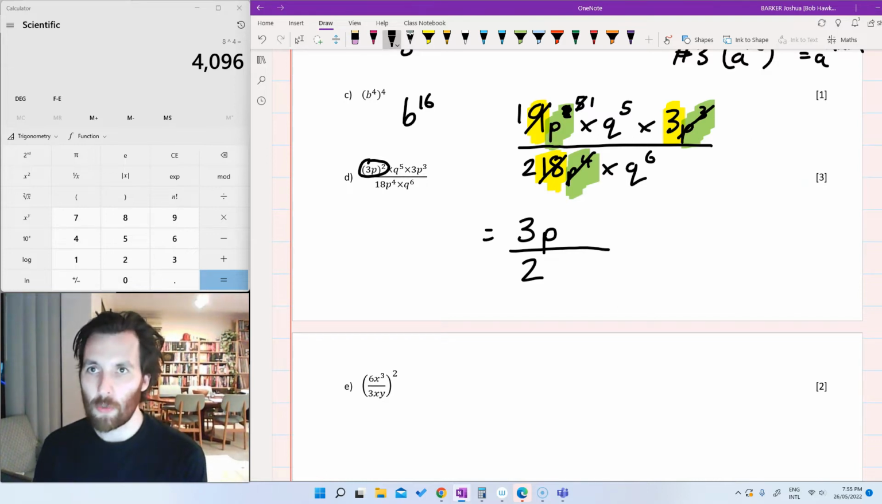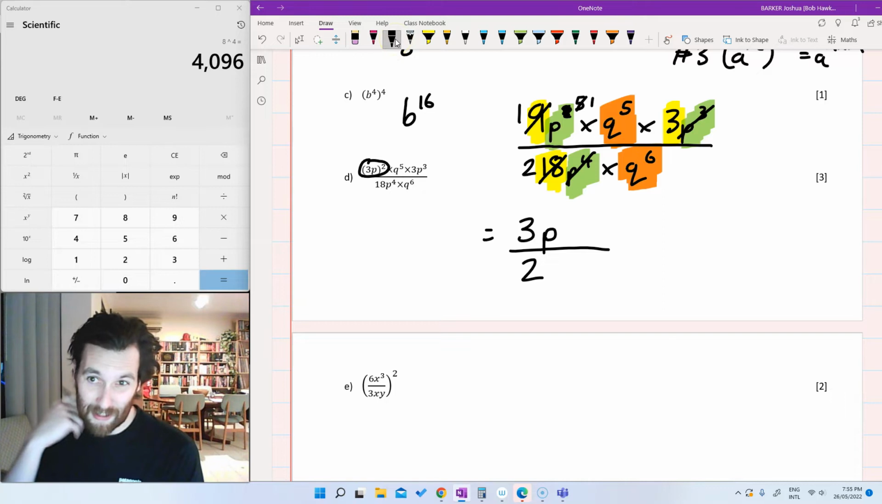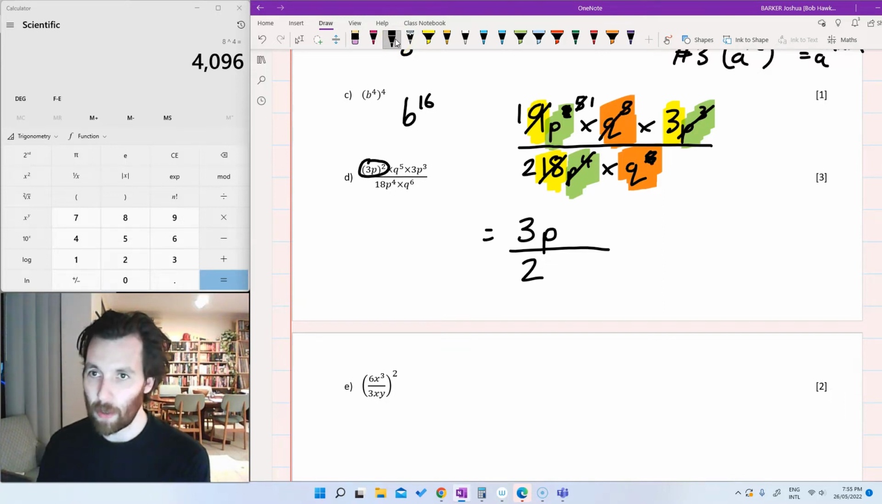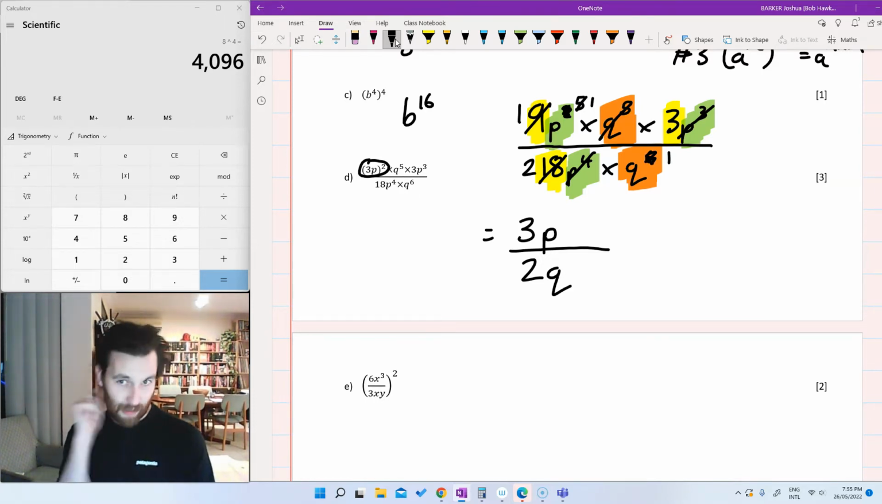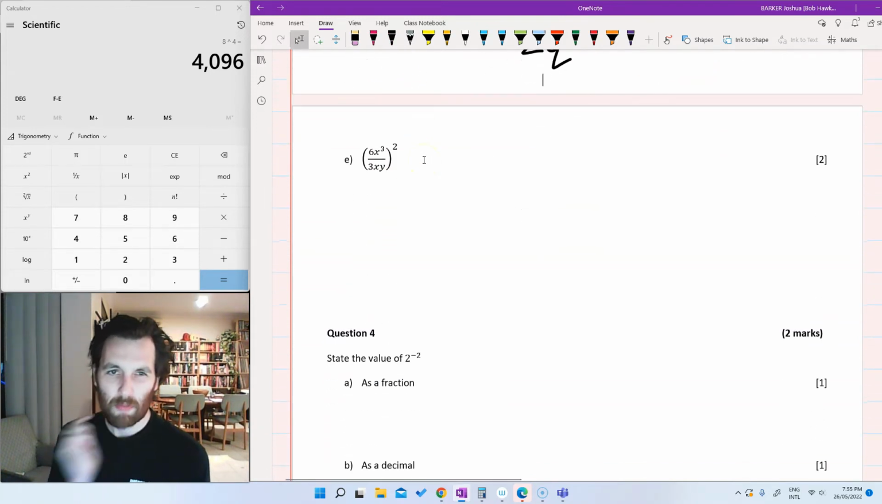Now I can deal with the q's. Okay. Similar story for this one, q to the power 5 in the numerator, q to the power 6 in the denominator. That just cancels down to q to the power 1 in the denominator, like that. So your final answer for this one is 3p over 2q.